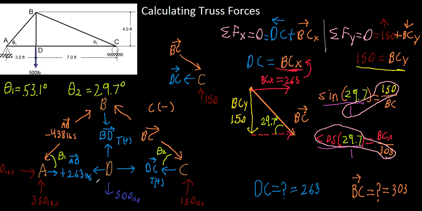Well, hold on, Mr. Anderson. 263 looks familiar. Didn't we just get that over here for AD? Well, yeah, and that makes sense. Because if D's pulled to the left, 263, then D needs to be pulled to the right, 263. Which means C is being pulled to the left, 263. So we kind of already knew that. Because math.